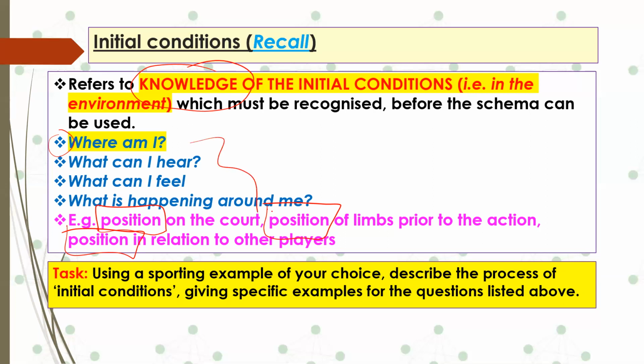So for each of these 4 things, through a specific sporting example, it doesn't matter what sport, football, rugby, tennis, boxing, whatever you want, but give clear examples. So rather than just generalized information, try and apply it to a particular sporting example. Pause the video here while you get on with that, and then we will move on.